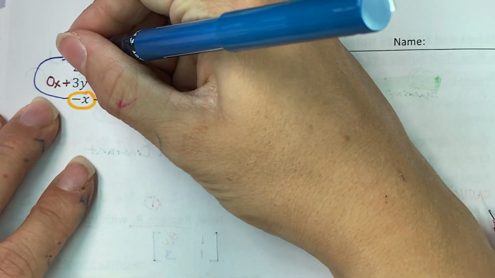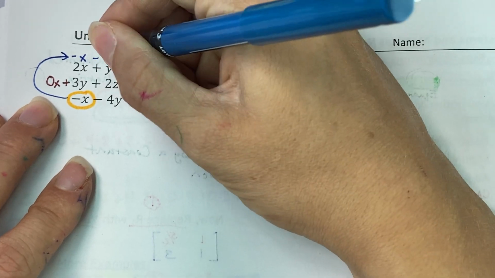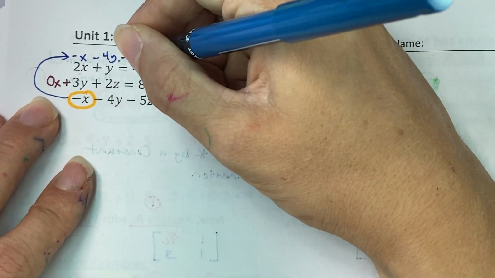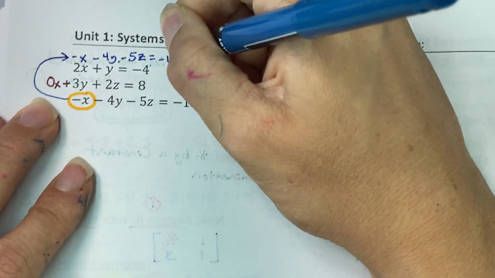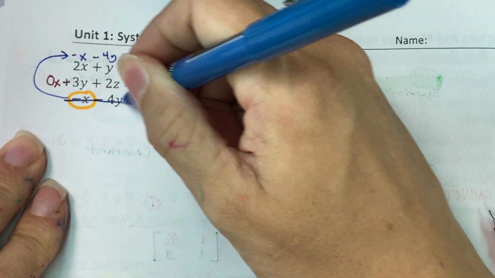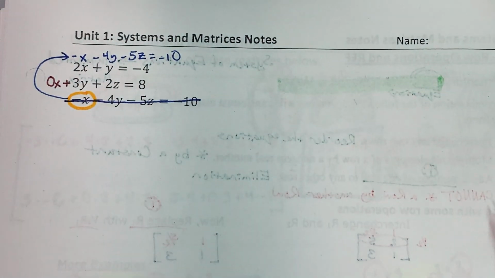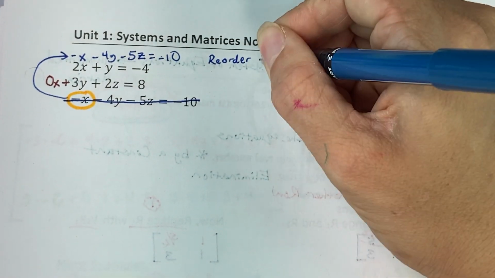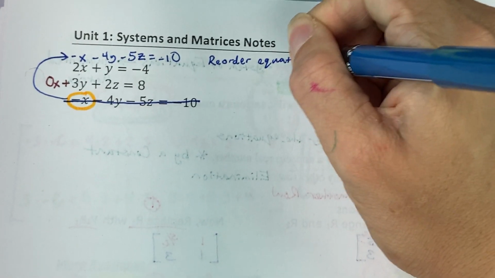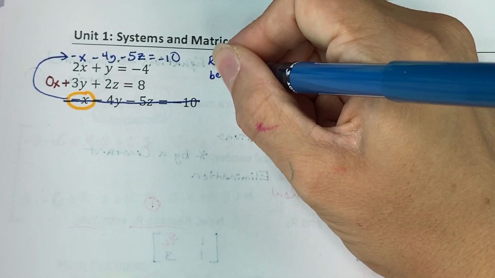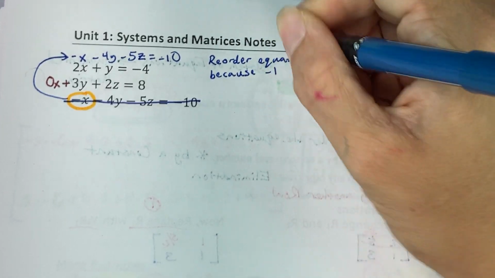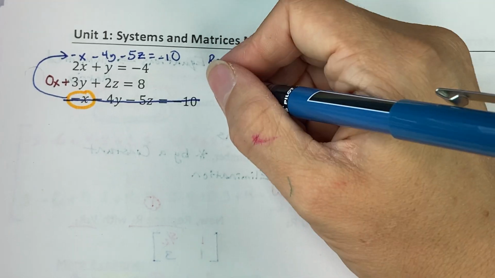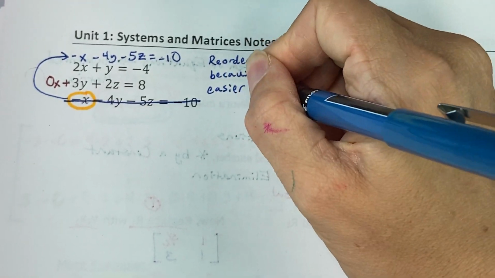and write it above. So negative x minus 4y minus 5z equals negative 10. I'm going to go ahead and cross that off so I'm not tempted to rewrite it a second time. So just put a note that we're going to reorder the equations because negative 1 is easier to make 1.